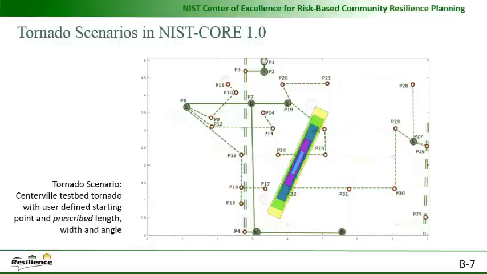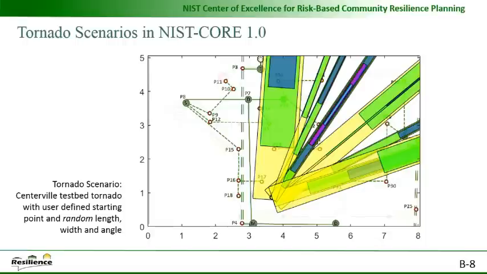This figure shows an example of how a tornado can be specified by the user in NIST core using this test bed with an overlay of the electrical power network that Professor Gardoni had spoken about earlier. Dr. Lee will give this as his first demonstration in the NIST core scenarios.